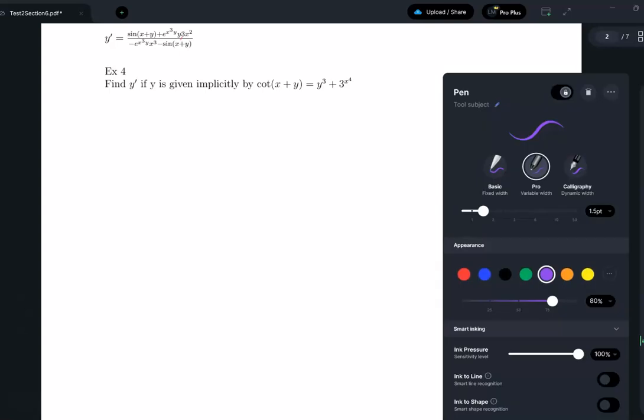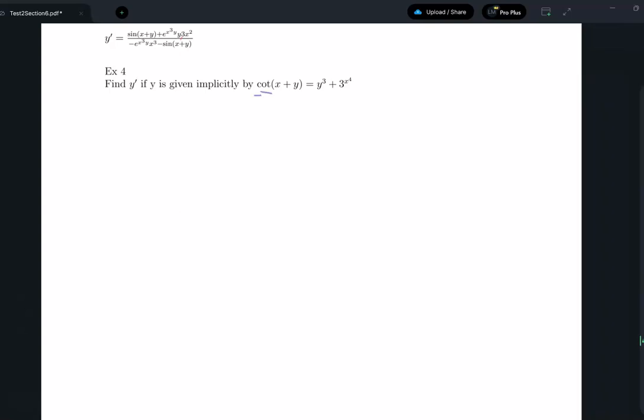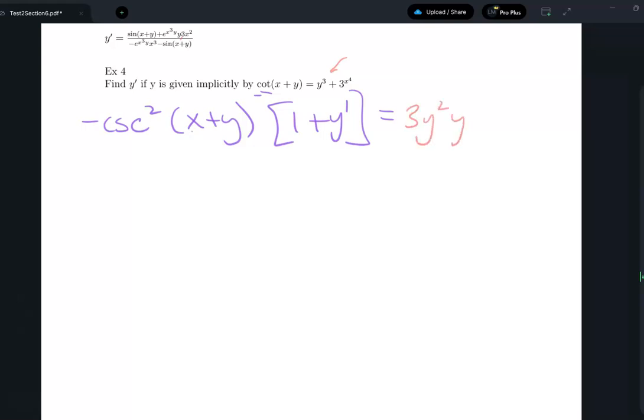Okay, so let's start with derivative of cotangent is negative cosecant squared. Carry the angle along, and then take the derivative of the angle. So that's 1 plus y prime equals, now moving to the right-hand side, derivative of y cubed would be 3y squared y prime. And then moving to the derivative of this would be 3x to the fourth ln of 3 times 4x cubed, because it's derivative a to the stuff times ln of a times the derivative of stuff.